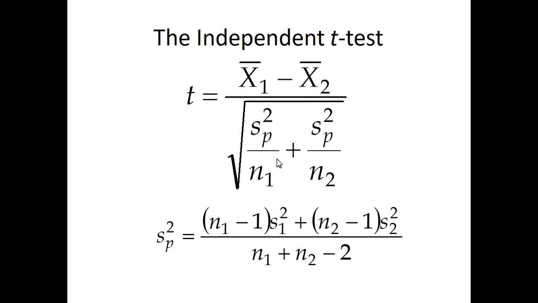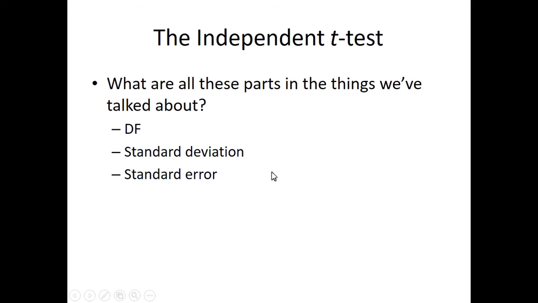All right. So just a summary of this last slide. So degrees of freedom is this n minus 1 stuff. N minus 1 and n minus 1. So degrees of freedom is actually n minus 1 plus n minus 1. This here is standard deviation. This here is standard error. So this is my, don't forget to talk about this slide.